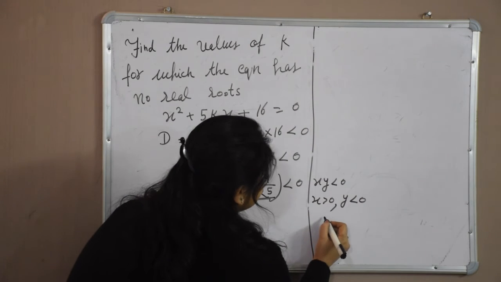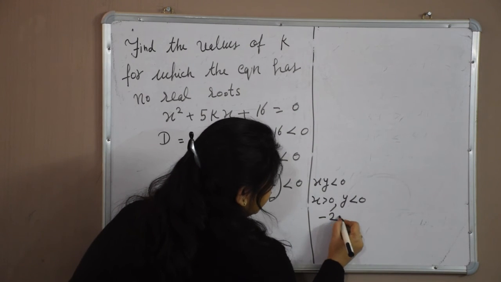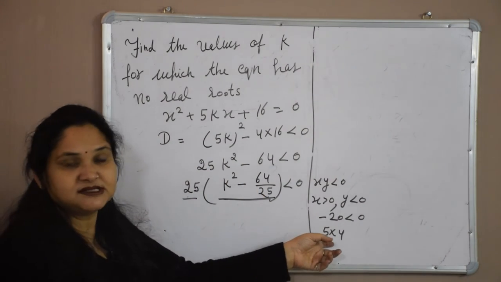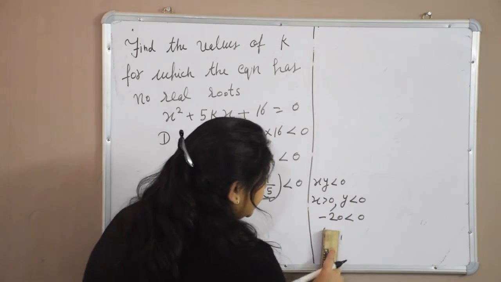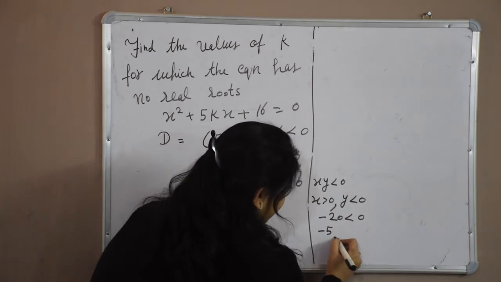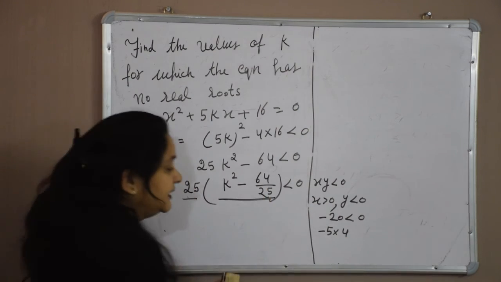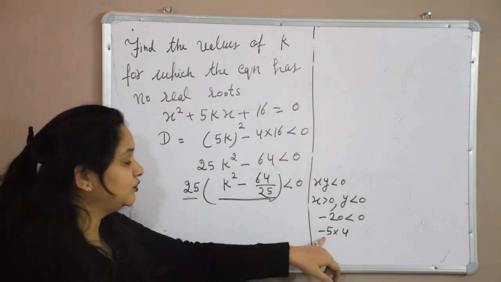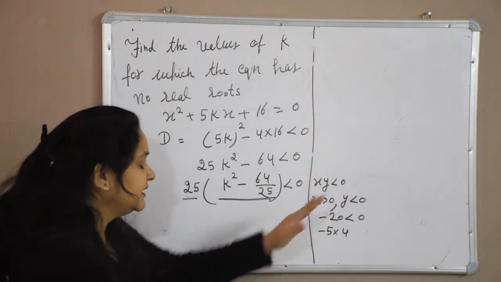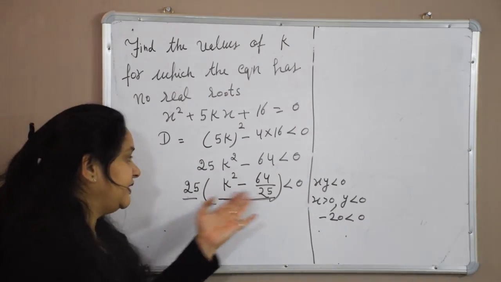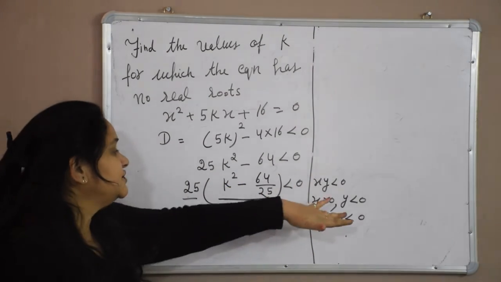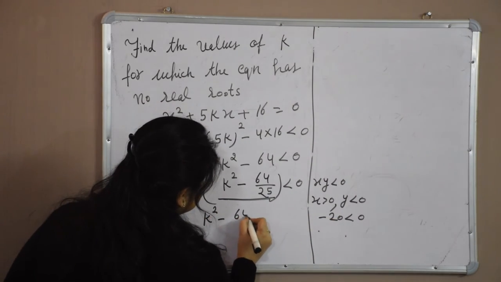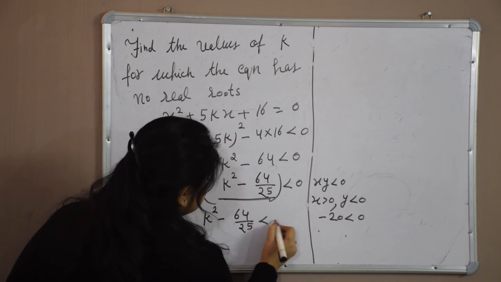I am taking an example. We know minus 20 is less than 0. If we take 5 into 4, can we say it is also less than 0? Both are positive. No. Product is less than 0, therefore either minus 5 or 4, either of the numbers should be negative. Only then we can say that the product is less than 0. So here we already know that 25 is greater than 0, so y should be less than 0. That's why we will consider k square minus 64 by 25 is less than 0.